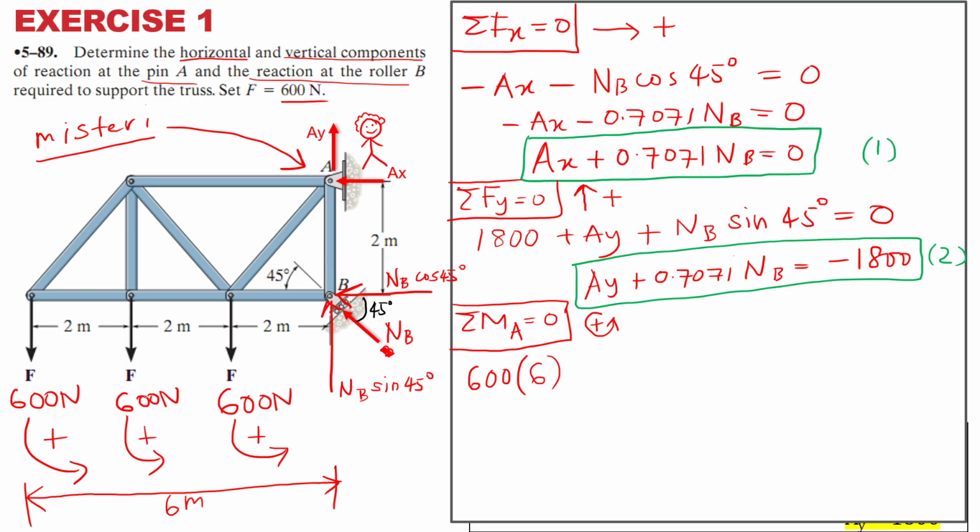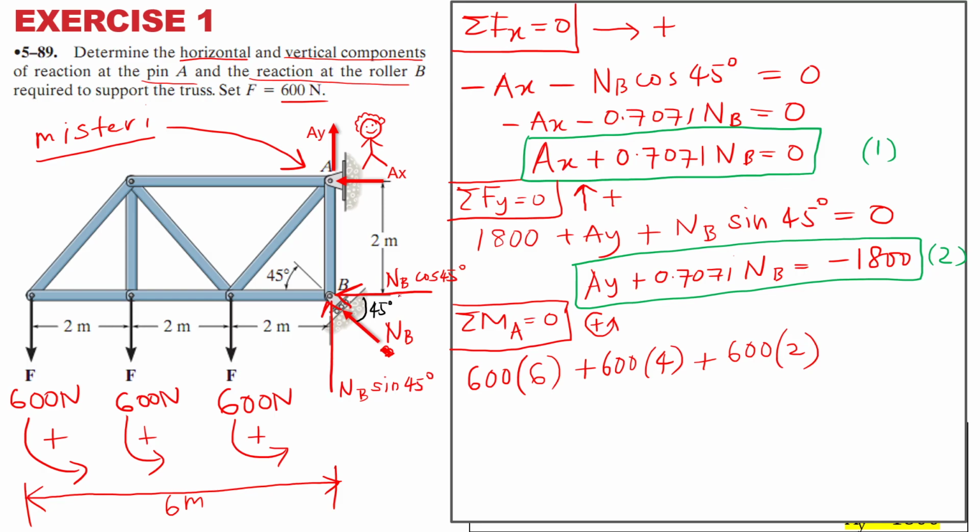And then look at the second one. The second one is a little dependent, 4 meters. Plus 600 times 4. Okay. Plus 600 times 2.